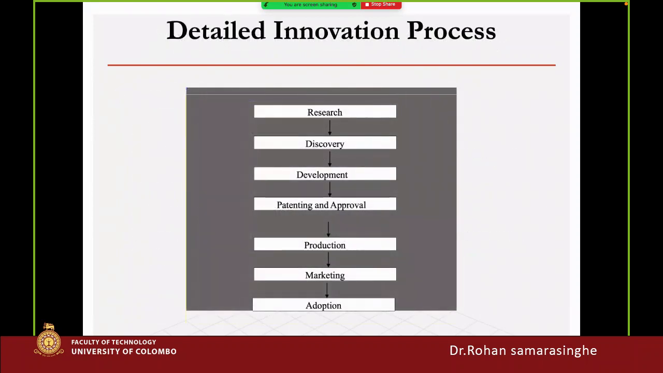And when you want to innovate something, you will have to follow these steps: research and discovery, development, patenting and approval, and production, marketing, and adoption. We'll discuss these processes in the next classes.